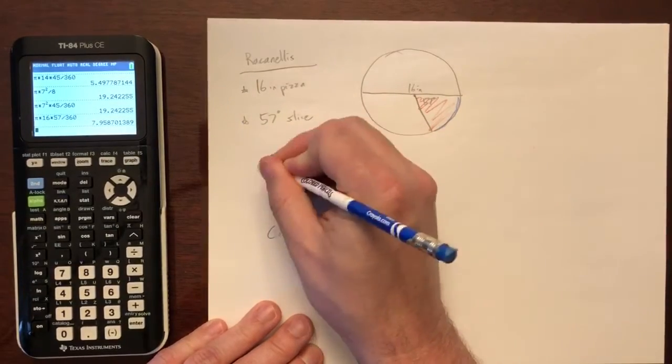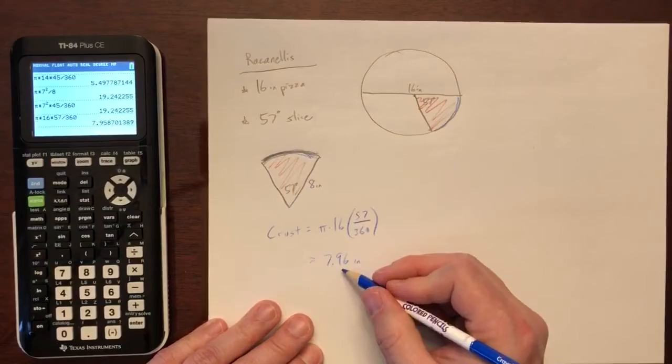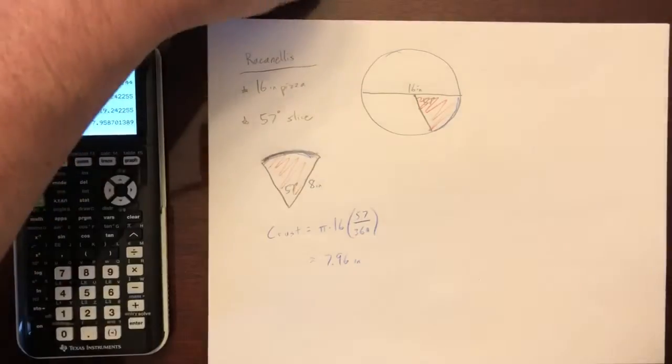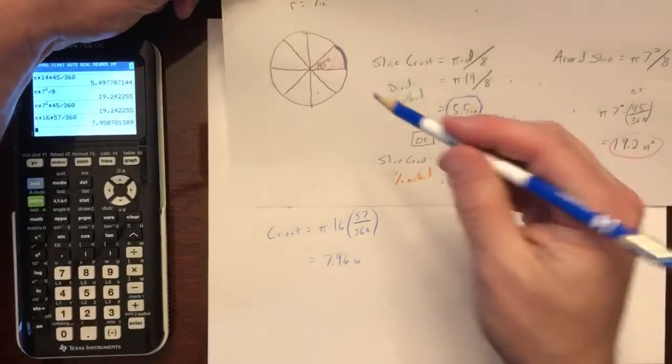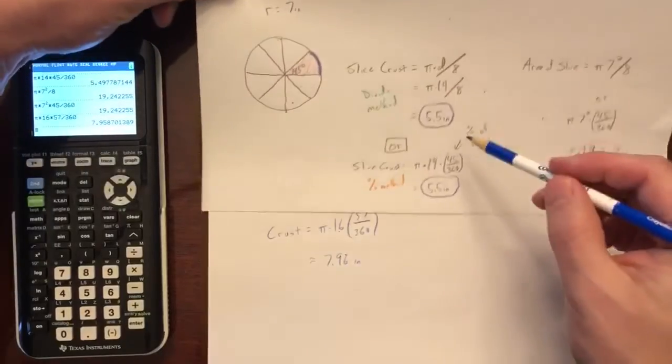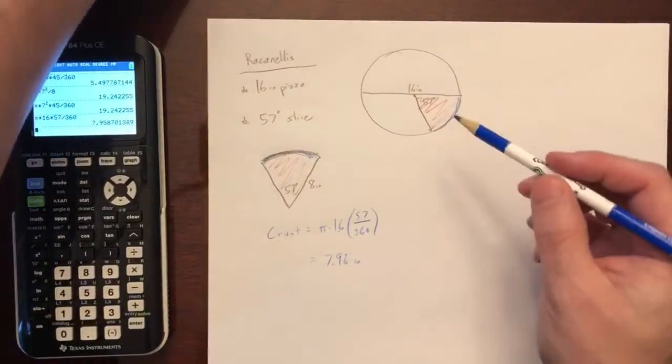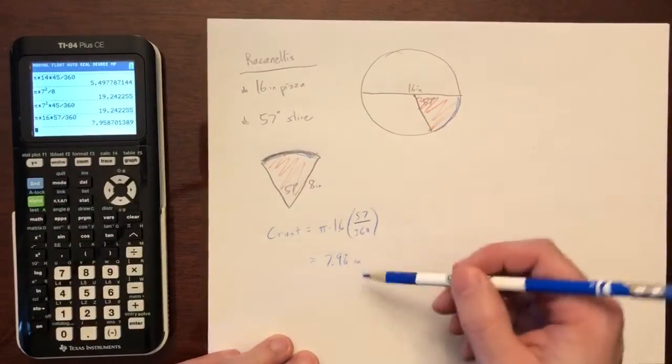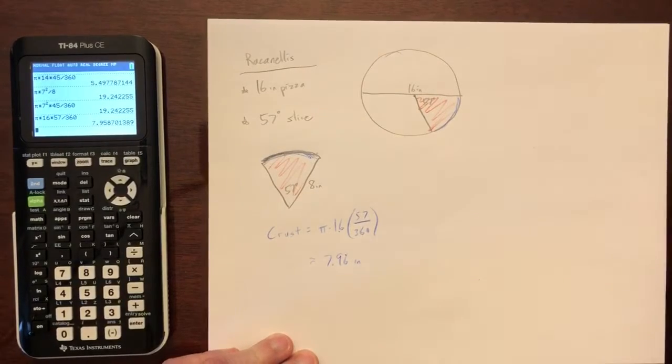Okay, so that's the length of the crust. Not surprising that it's longer than the one before. Remember, the previous pizza was smaller diameter and smaller angle. This is a larger diameter and a larger angle, so it's 8 inches of crust, not surprising.